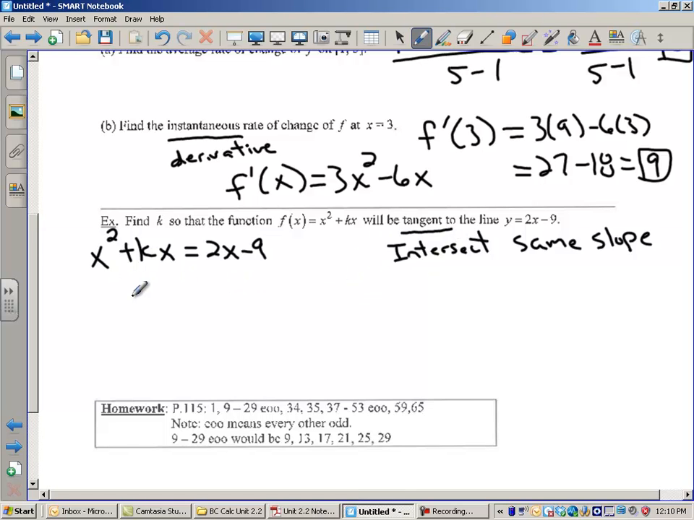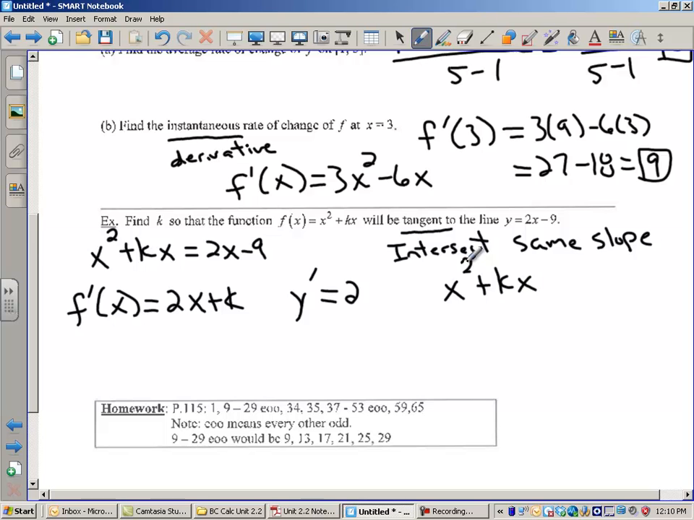Also, we have to have that their slopes are the same. Now the slope for x squared plus kx comes from its derivative. So f prime of x would equal 2x plus k. Now the slope for the line y equals 2x minus 9, you should know that its slope is just 2. mx plus b, the slope is just 2. So their slopes have to be the same and their points have to be the same. So this is the algebra that I have to do. x squared plus kx has to equal 2x minus 9, and also 2x plus k has to equal 2. There's two things that must be true.